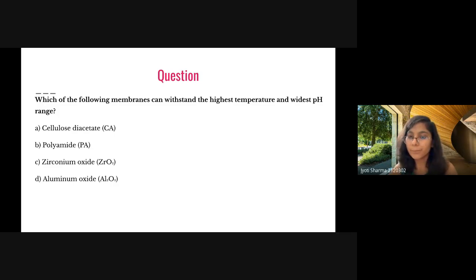Venkateshwara gave me B and Dia D. And yes, D is the right answer here. It is aluminium oxide. Let me show you the table.